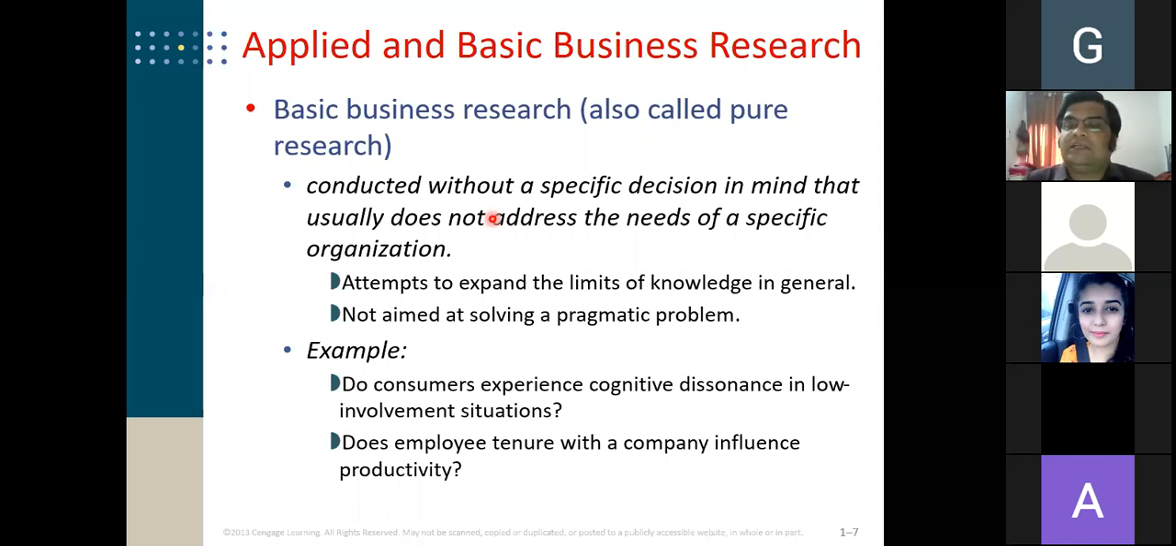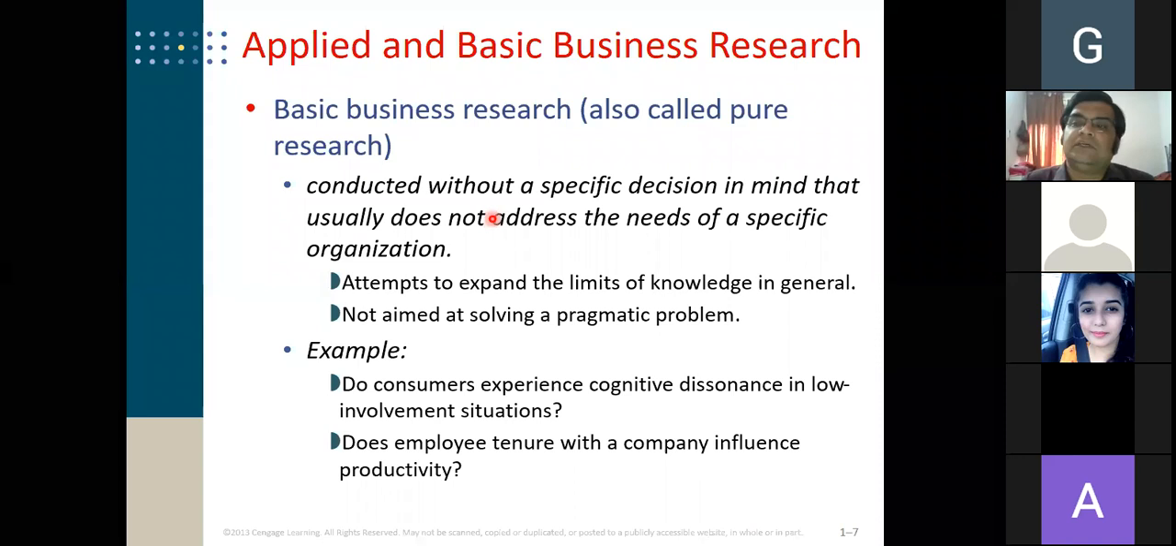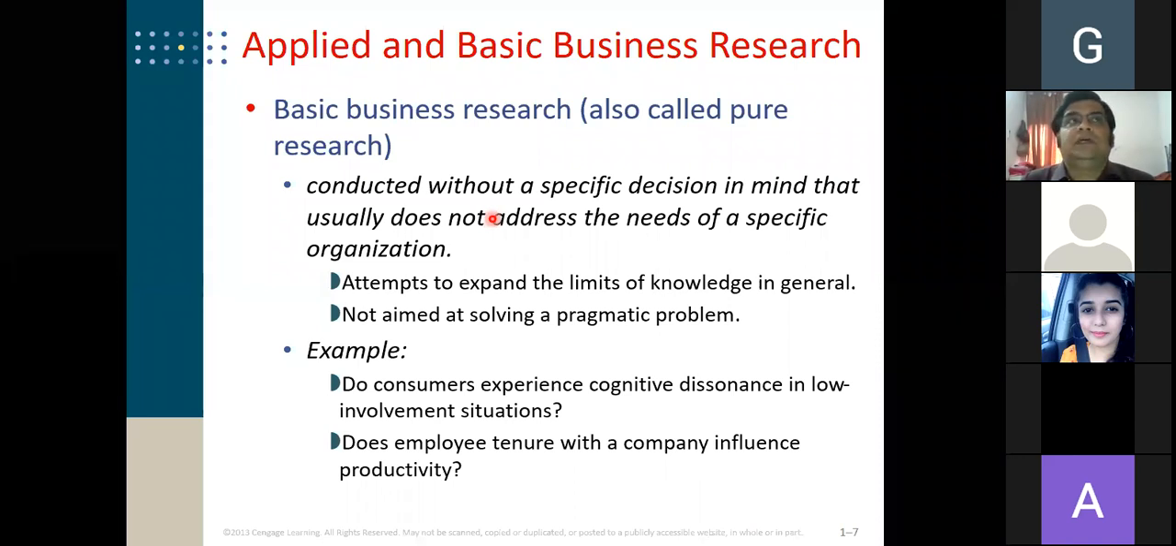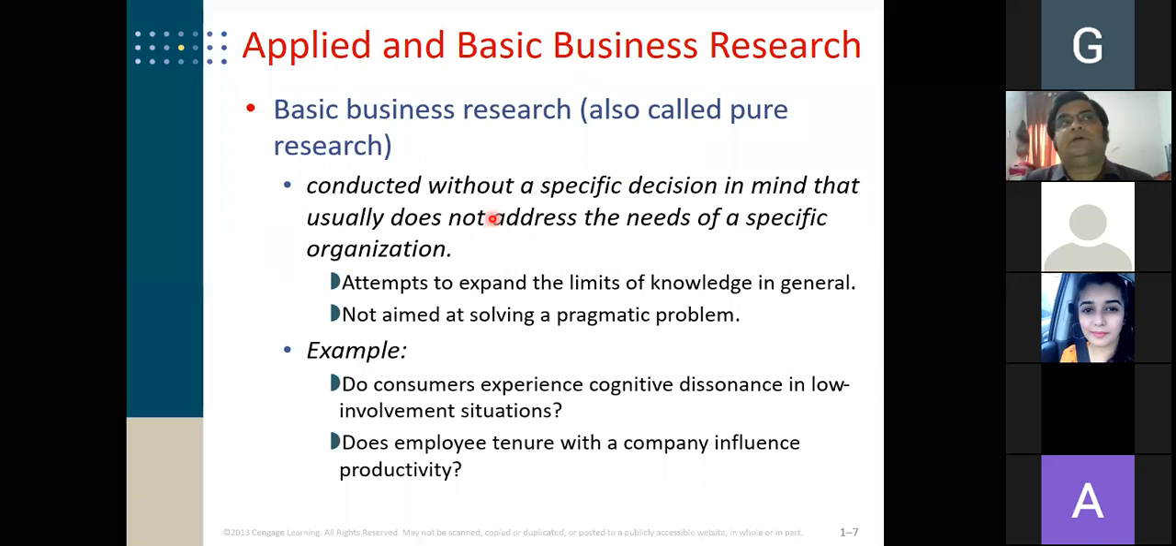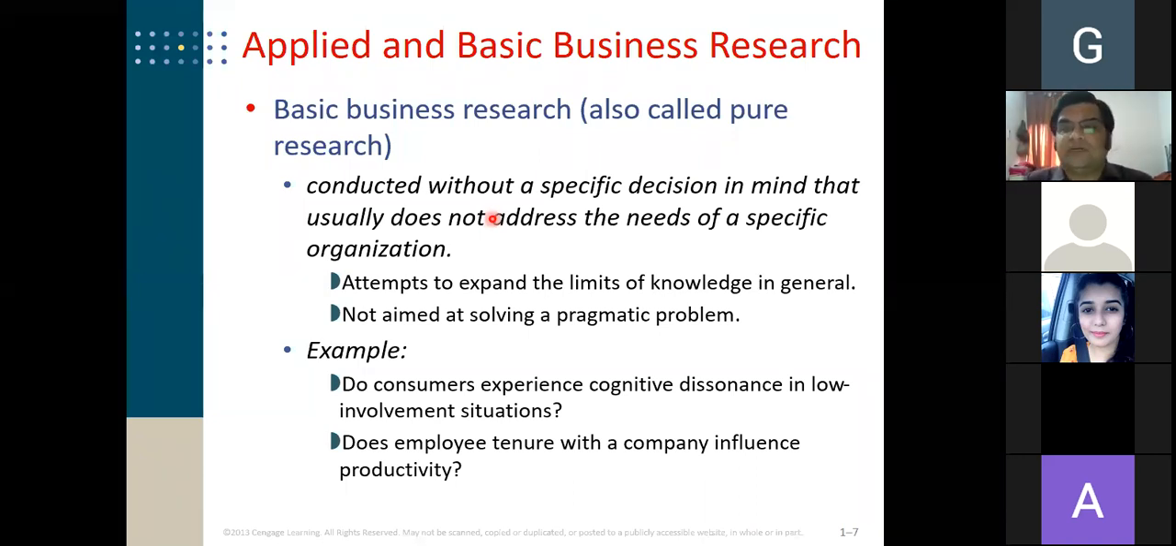Or another example for HR students, suppose employee turnover. I think all of you understand what is employee turnover, right? So employee turnover is another example I want to study, right? Or motivation, I want to make a study on motivation, when my employees get motivated, right?